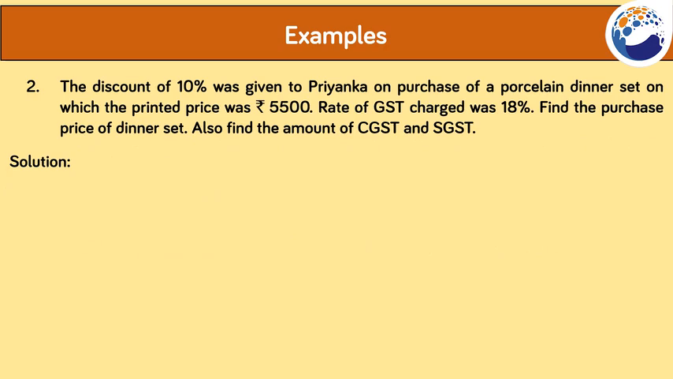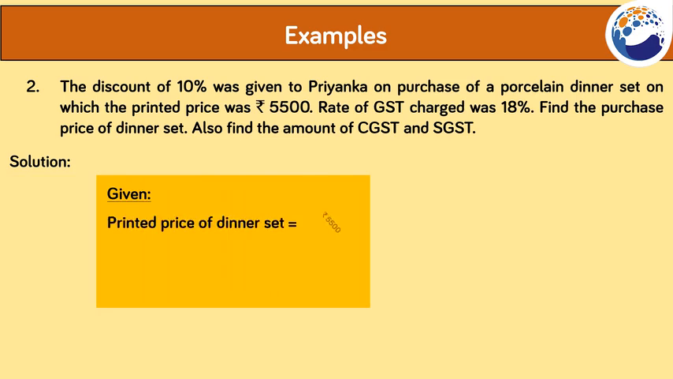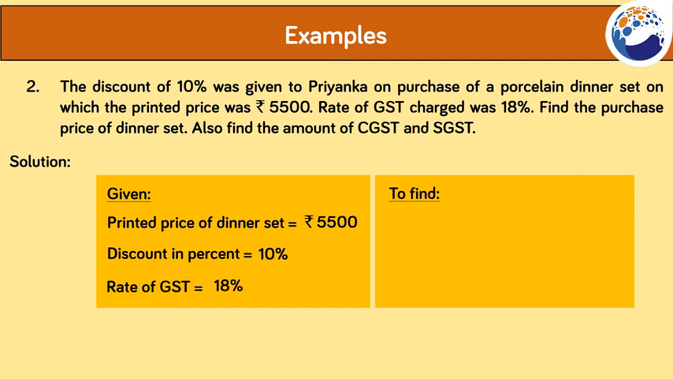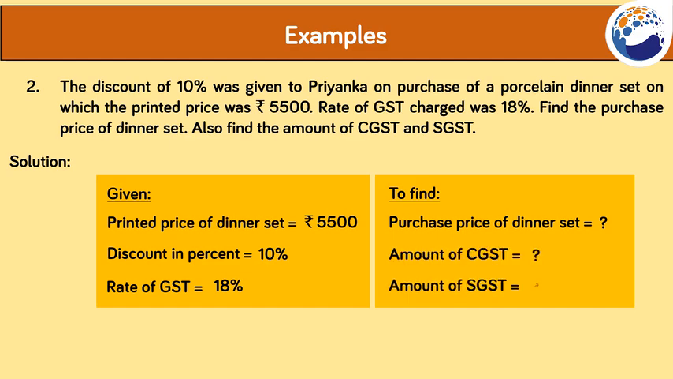2. A discount of 10% was given to Priyanka on purchase of a porcelain dinner set on which the printed price was Rs 5,500. Rate of GST charged was 18%. Find the purchase price of the dinner set. Also find the amount of CGST and SGST. Given: printed price of dinner set is equal to Rs 5,500. Discount in percent is equal to 10%. Rate of GST is equal to 18%. To find: purchase price of dinner set, amount of CGST and amount of SGST.